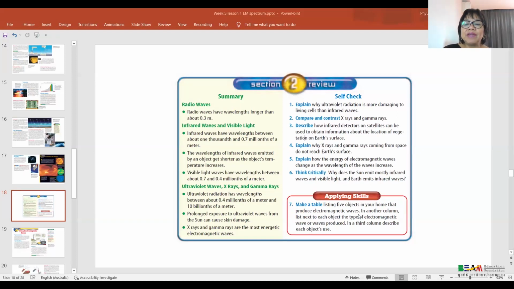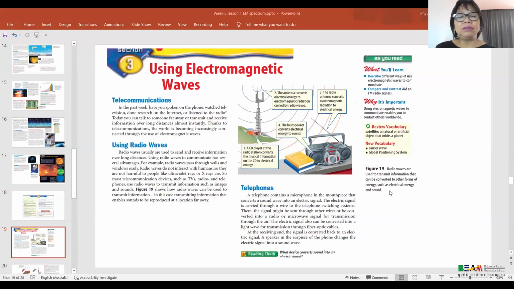Okay, question 7 is just for fun if you want to do it. List 5 objects in your home that produce electromagnetic waves. In another column, list next to each object the type of electromagnetic waves produced, and in the third column, describe each object's use. So if you want to apply your knowledge, you can test yourself. Okay, this is optional.